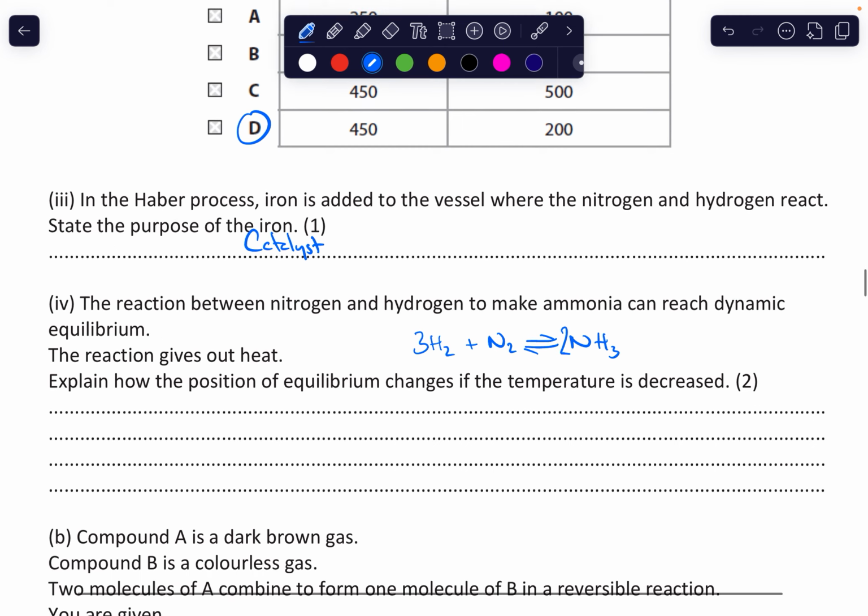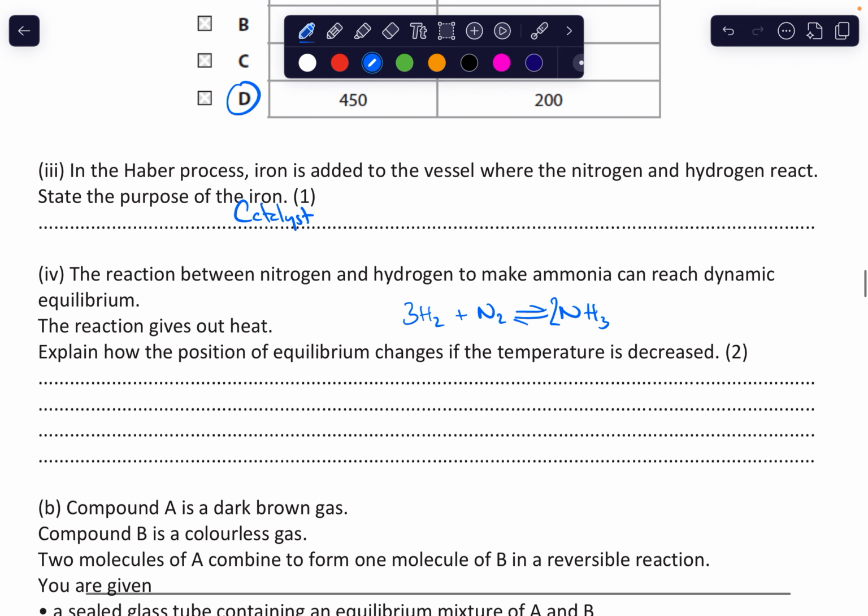And then this one, the reaction between nitrogen and hydrogen making ammonia is dynamic. The reaction gives out heat. So what this means is going in that direction is exothermic. And that means it's going to make things feel hotter, giving out the heat. Explain how the position of the equilibrium changes if the temperature is decreased.